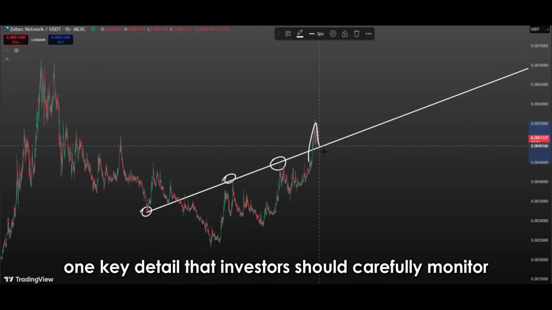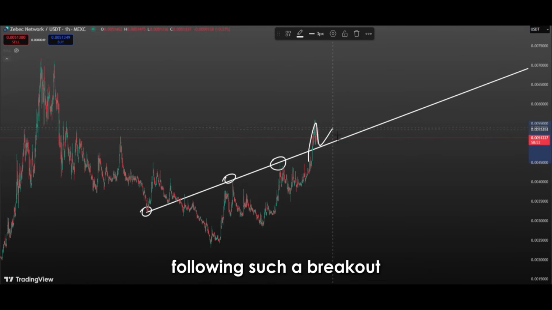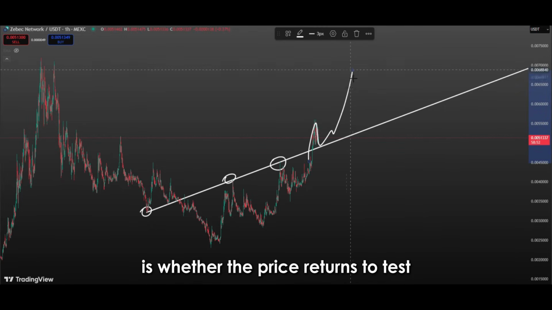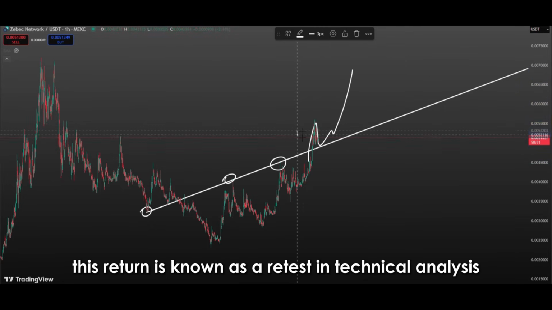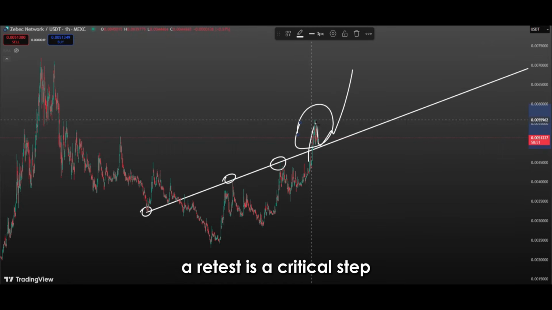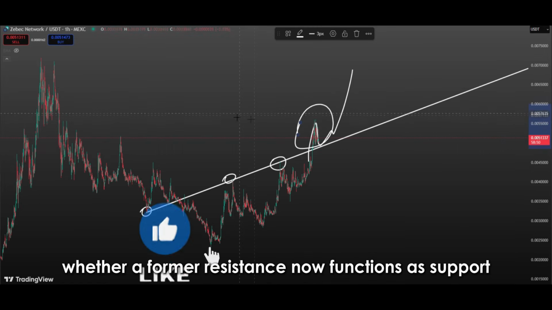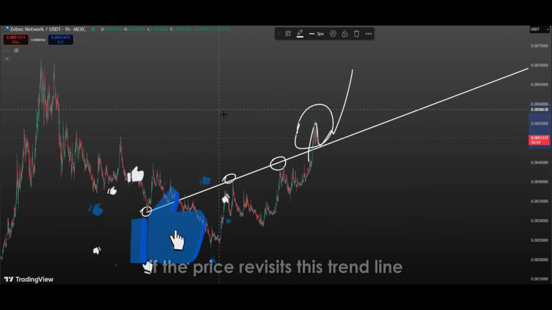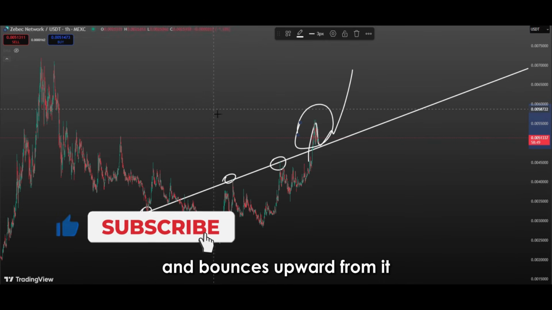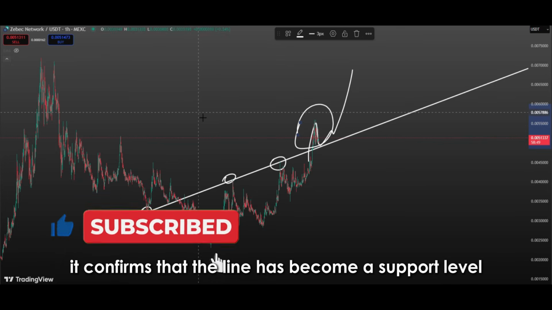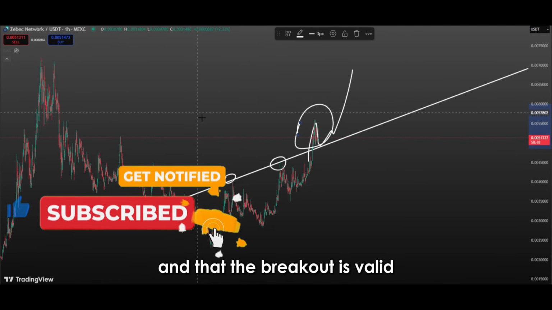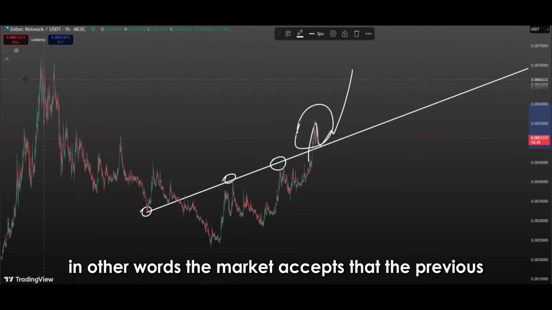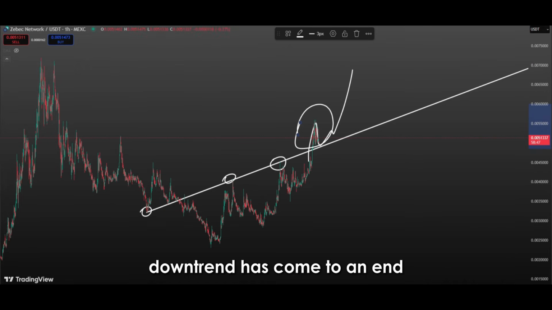One key detail that investors should carefully monitor following such a breakout is whether the price returns to test the broken trend line. This return is known as a retest in technical analysis. A retest is a critical step where the market tests whether a former resistance now functions as support. If the price revisits this trend line and bounces upward from it, it confirms that the line has become a support level and that the breakout is valid. In other words, the market accepts that the previous downtrend has come to an end.